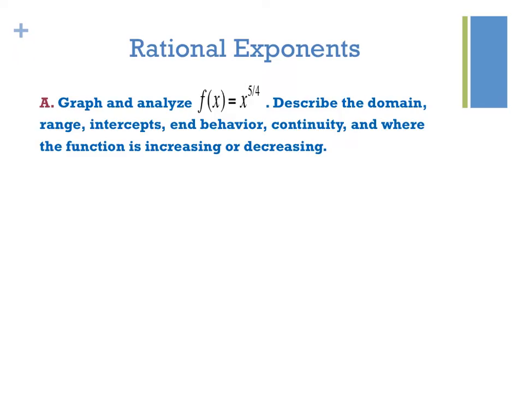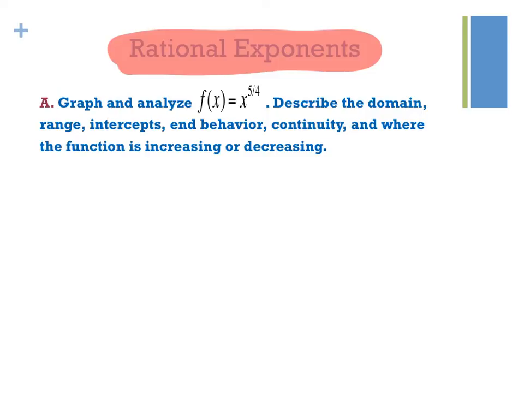In graphing and analyzing power functions, we need to look at functions that have rational exponents. Remember that a rational number is a number that can be written as a fraction. So when we talk about rational exponents, when we're looking at our function, our exponent is going to be a fraction.